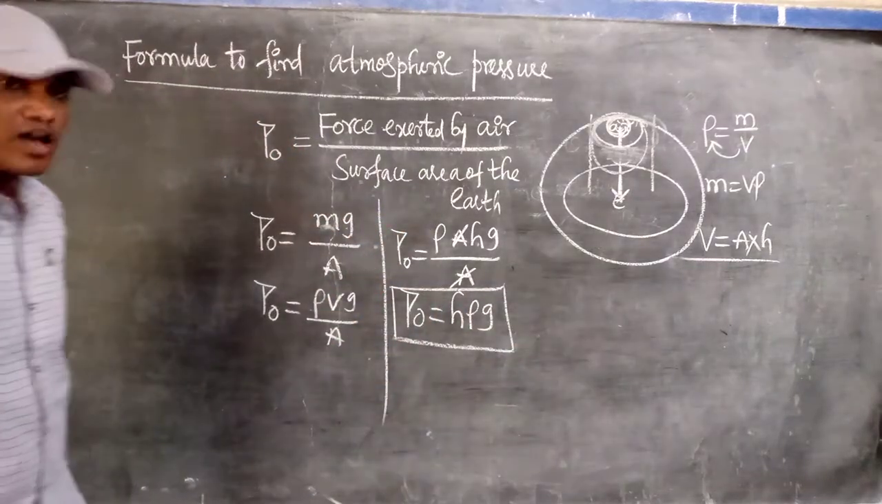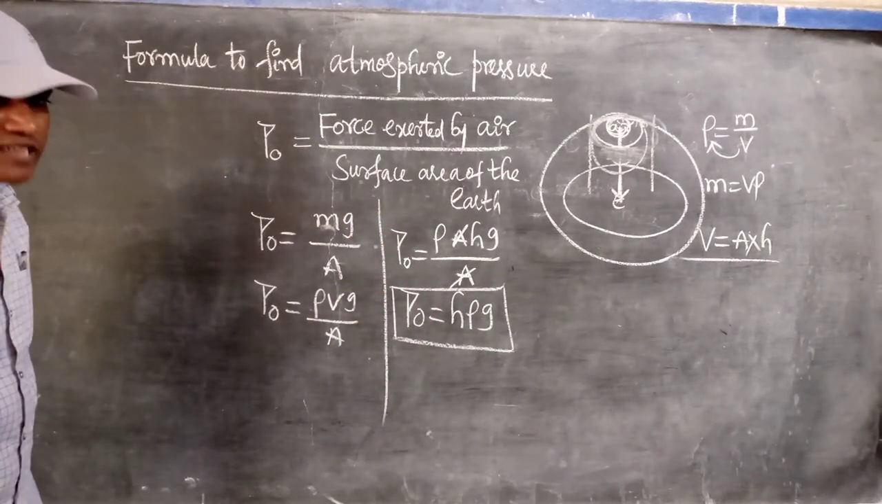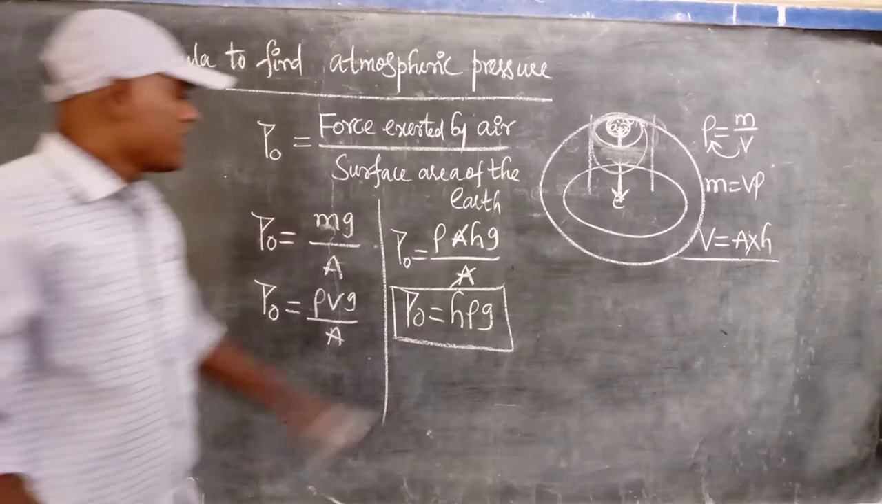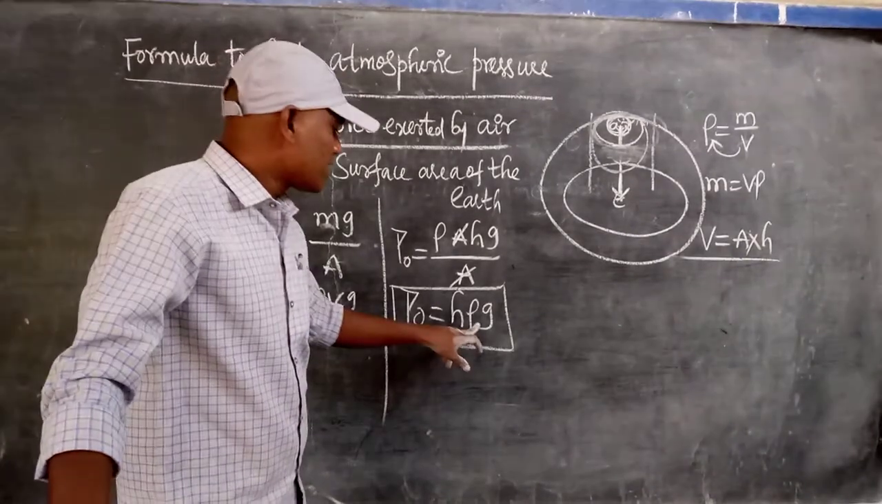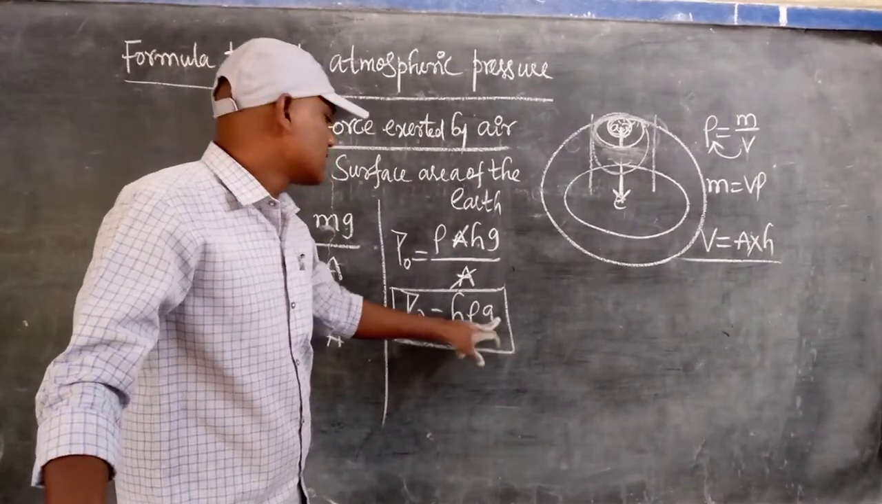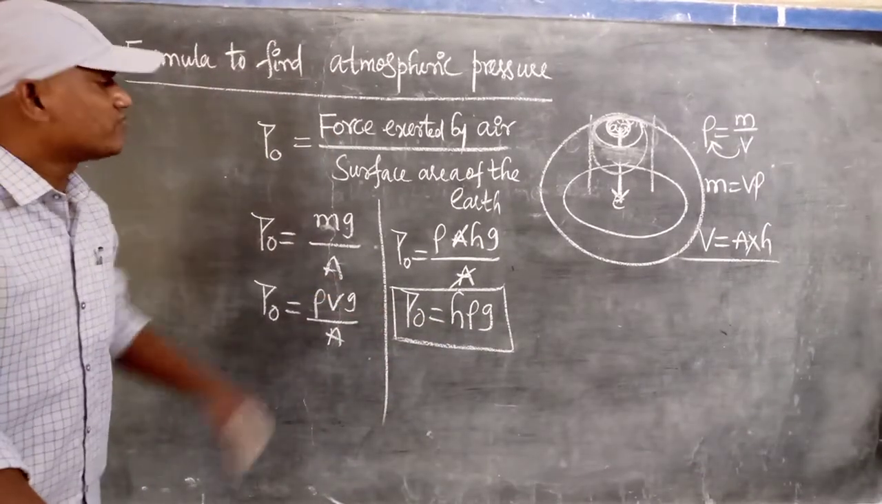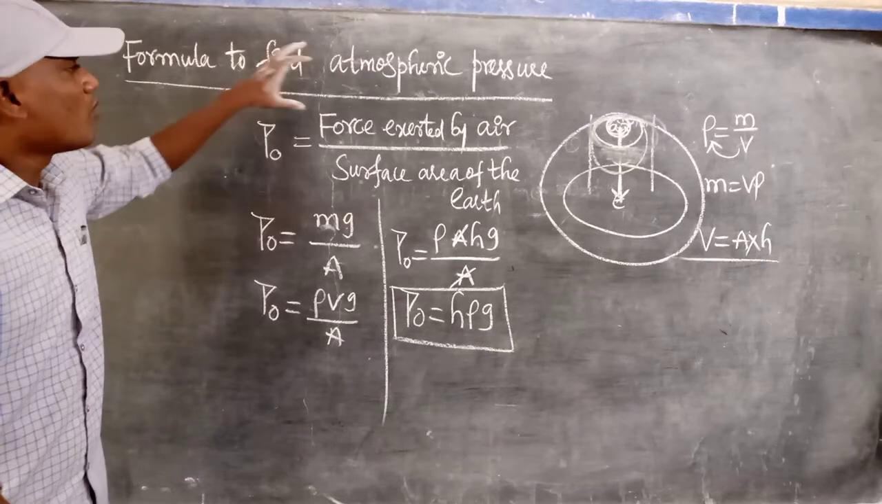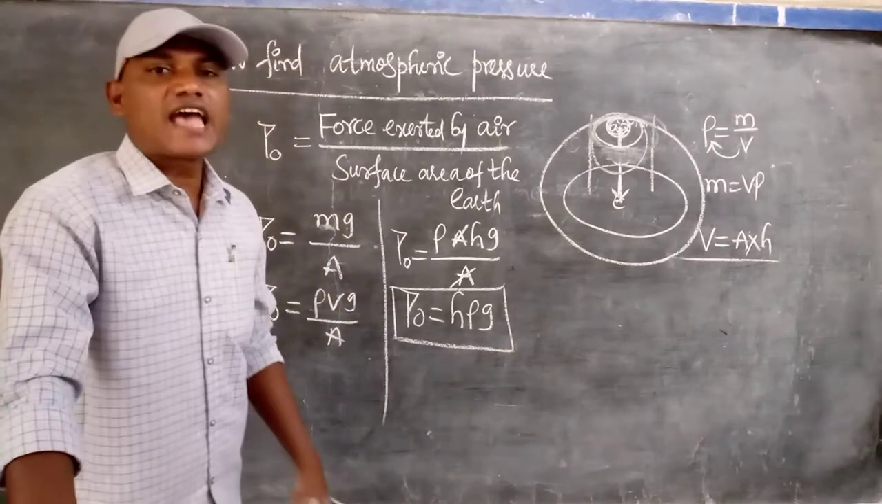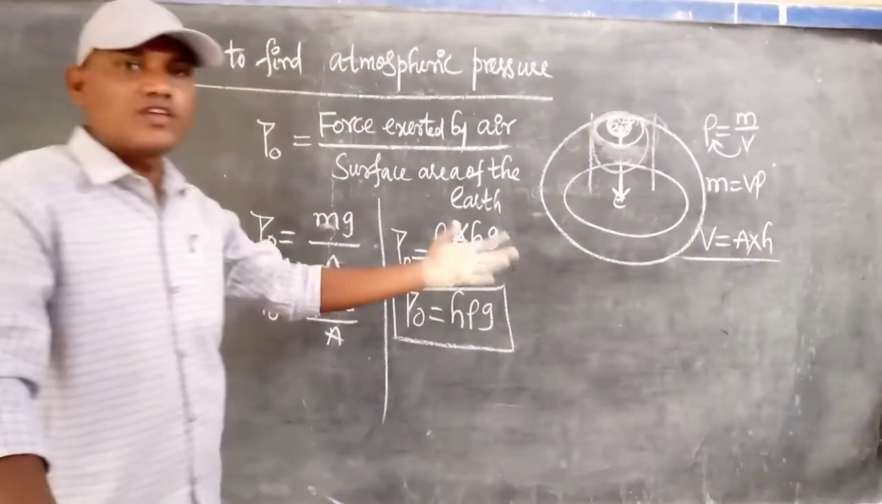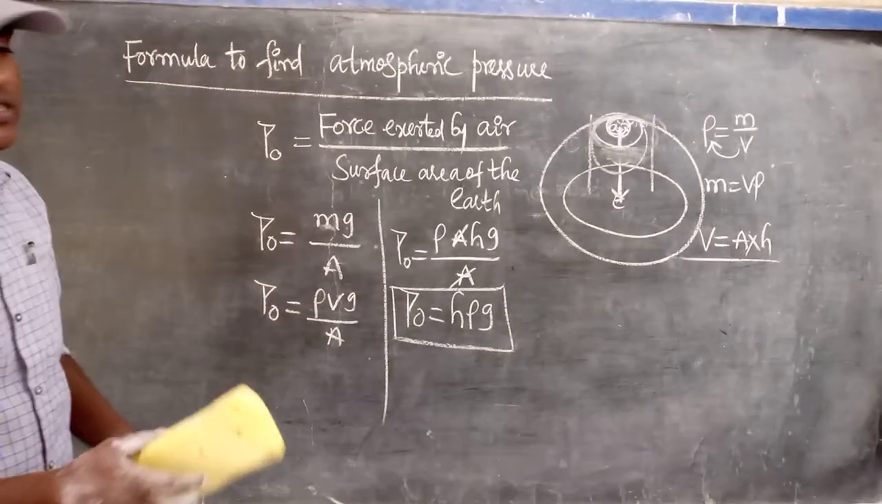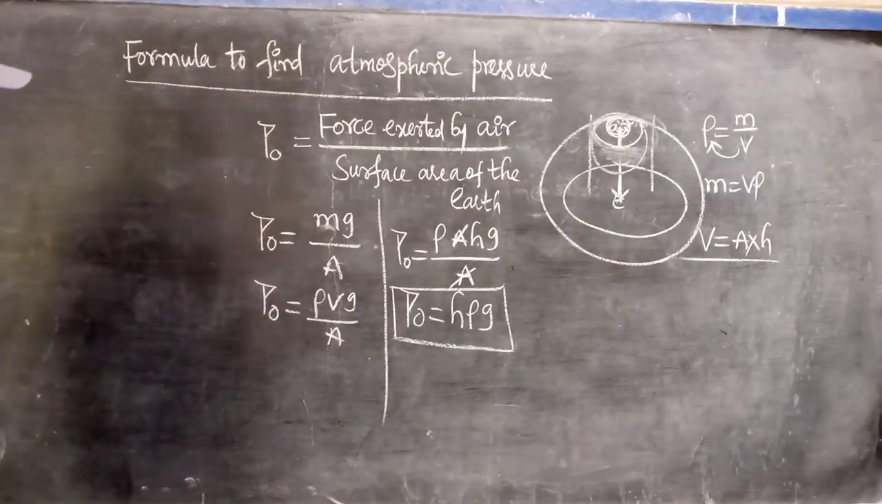So this is the formula to find the atmospheric pressure. H is the height, rho is the density, and G is the acceleration due to gravity. With the help of this formula you can find the atmospheric pressure acting on the earth, or if you consider a body, how much pressure is acting on that body. H rho G.